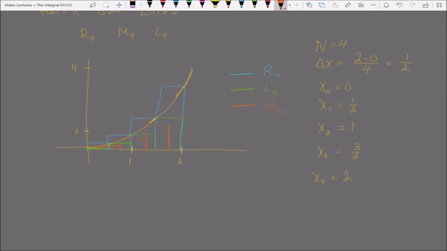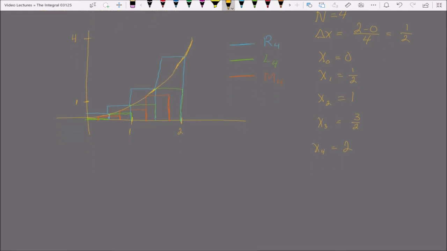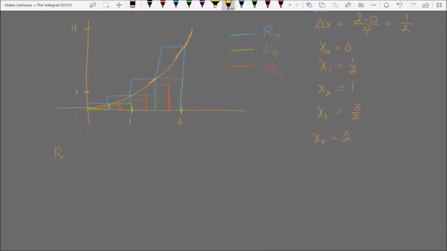Alright, so let's now actually calculate these. R4 is delta x times f of a half plus f of 1 plus f of 3 halves plus f of 2. When we actually evaluate this, we will get 3.75.